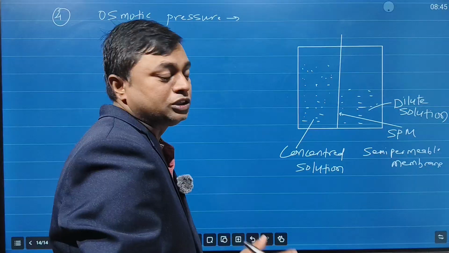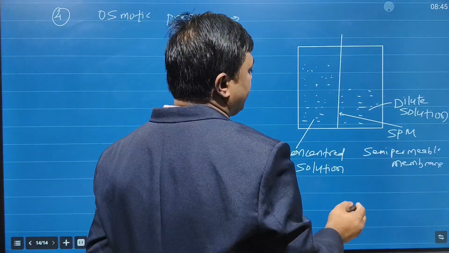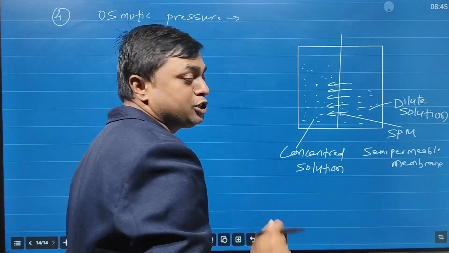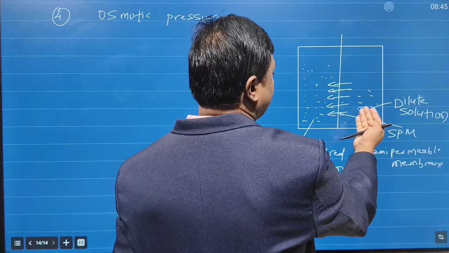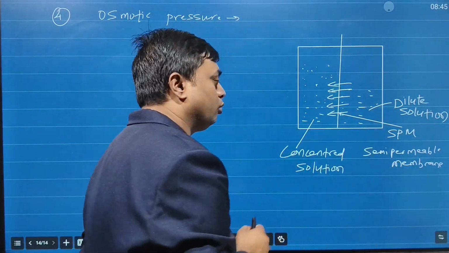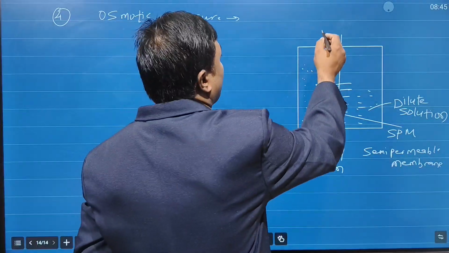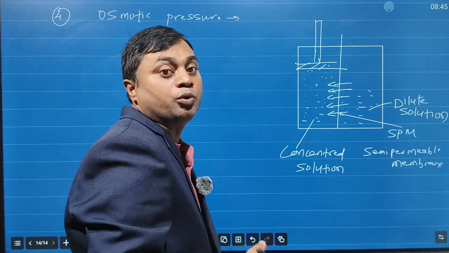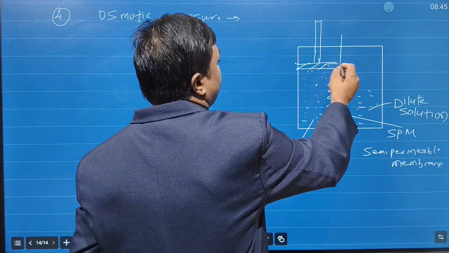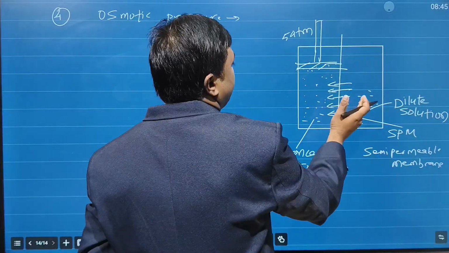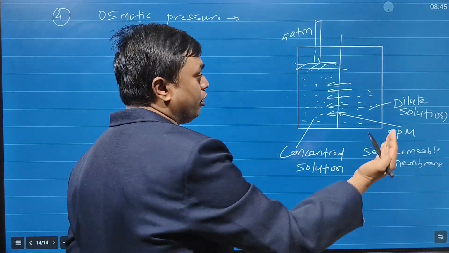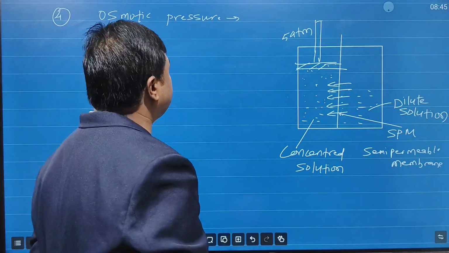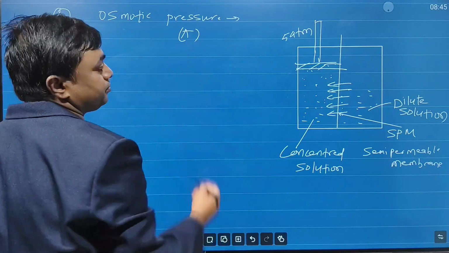Once these two solutions are separated with the help of a semi-permeable membrane, what will happen? The solvent from the dilute solution will move to the concentrated solution. This process of movement of solvent particles from the region of its higher concentration to the region of its lower concentration is called osmosis. If you connect this with a piston, and suppose it is coming inside with 5 atm pressure, and you exert 5 atm with the piston, what will happen? The movement of solvent will stop. That pressure which is applied to stop the osmosis is called osmotic pressure. It is represented as pi.